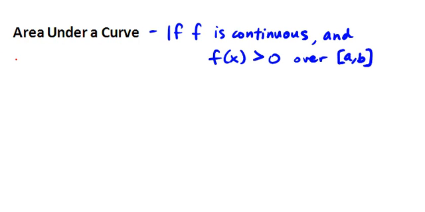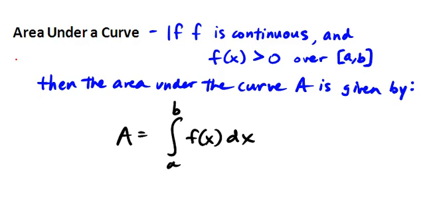Following up from the previous video on definite integral, we're going to look a little bit more at the area under a curve. So for the purposes of this discussion, we're going to assume that f is continuous and f of x is positive over some closed interval [a, b]. As you might have guessed by now, the area under the curve is simply the definite integral of the function from a to b.